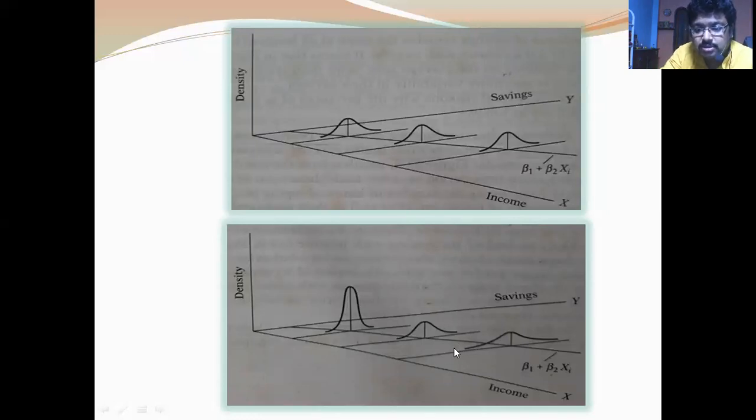So the variance is flatter here, and here the variance is not flat because when income is low, there is minimal option for saving. So this represents such a situation, but in this case, as income increases, the variances are the same. So this is homoscedastic, and here it is heteroscedastic.